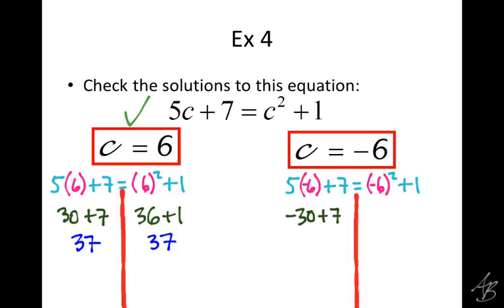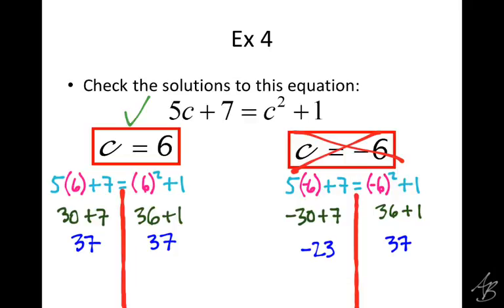And negative 30 plus 7 is? Negative 23. All right. On the right side, we have negative 6 squared, which is? What's negative 6 times negative 6? Positive 36, right? So we've got positive 36 plus 1, which is 37. Is this a solution? No, this is not a solution, so we're going to put an X through it.